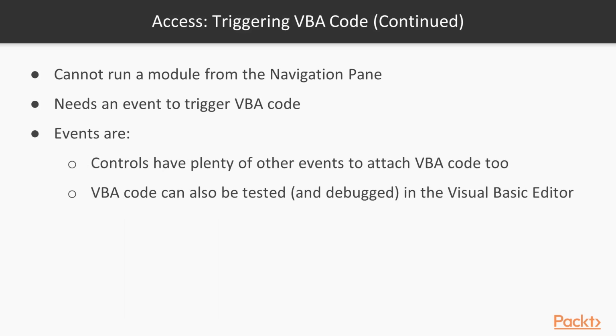Each of the controls have plenty of other events. They can be attached with VBA code. These are accessible via the property sheet. And VBA code can also be tested and debugged directly within the Visual Basic editor while it's being developed. We will be covering some examples later in other videos.